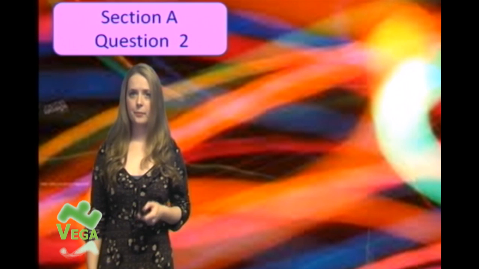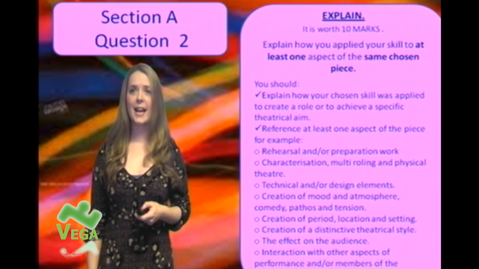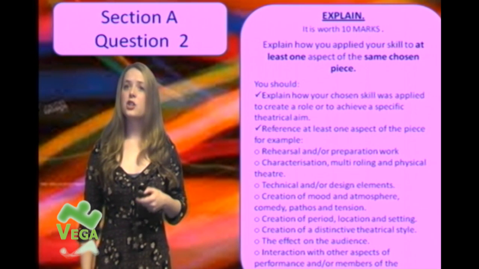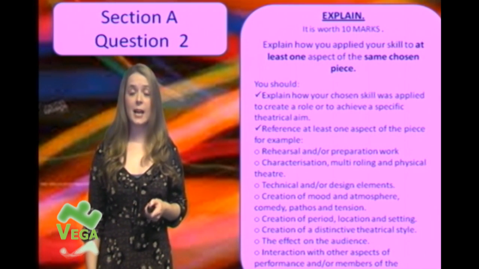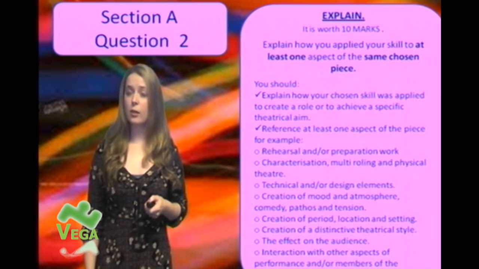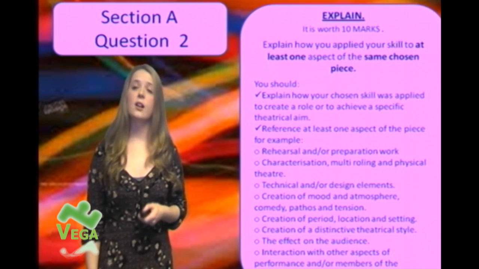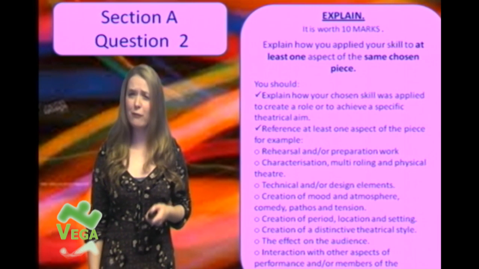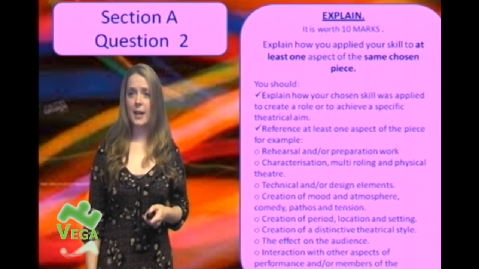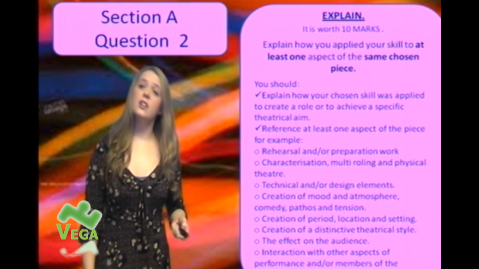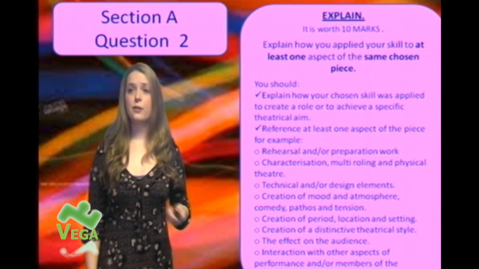Question 2, section A. Explain. 10 marks. You must explain how you applied your skill to at least one aspect of the same chosen piece. You should explain how your chosen skill was applied to create a role or to achieve a specific theatrical aim. You must reference at least one aspect of the piece, for example, the rehearsal and or preparation work. That's 1. The characterisation, multi-rolling and physical theatre.